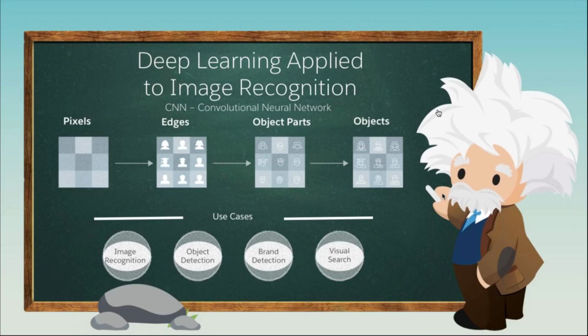So it first looks at the pixels, and then that information is passed on to the next layer, which understands edges. Then from that, you understand object parts. And then from that, you understand objects. Now, this is just for your own personal knowledge. The reality is we've abstracted all of this complexity.